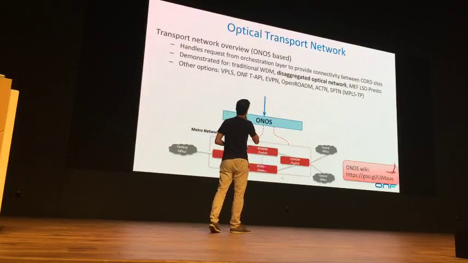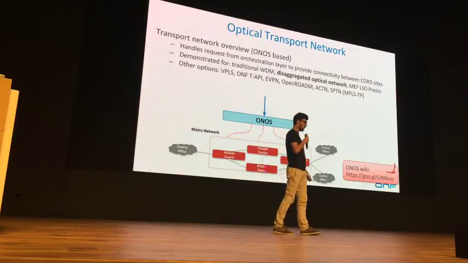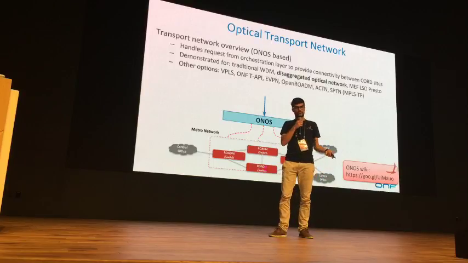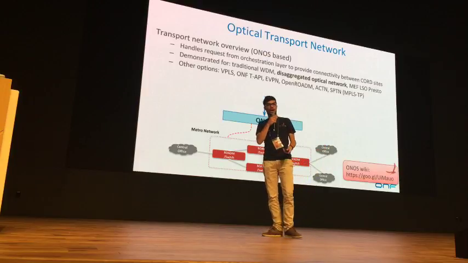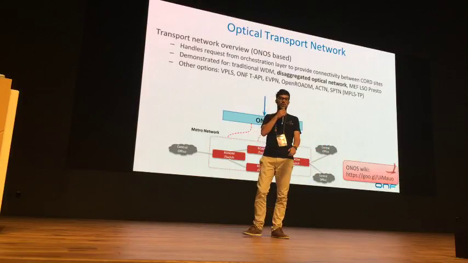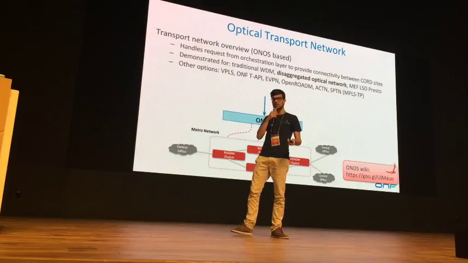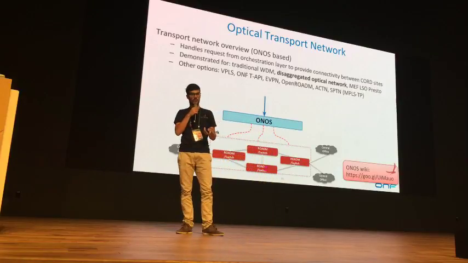And we demonstrated the eCORD with, as I said, an optical transport network through the disaggregated ROADM project, and that handles requests from the top to provide end-to-end connectivity through optical paths. But we also have other options like MPLS for this. It doesn't have to be SDN controlled through ONOS. Obviously, if it's SDN controlled through ONOS, we can do further optimization.